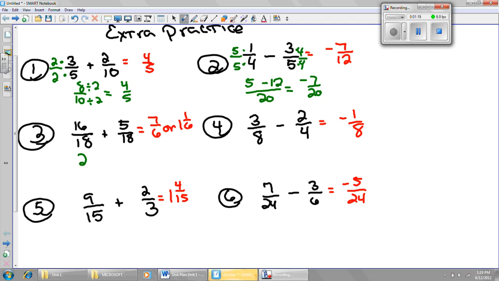All right, this one here, the denominators are the same. I'll add and get 21/18. Now, I'll simplify that because both 21 and 18 are divisible by 3: 3, 6, 7, 6, and that's the same as 1 and 1/6.